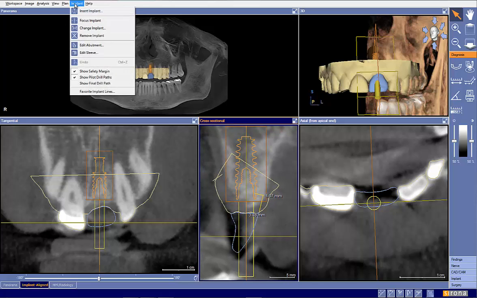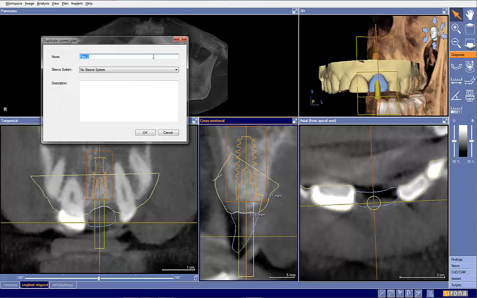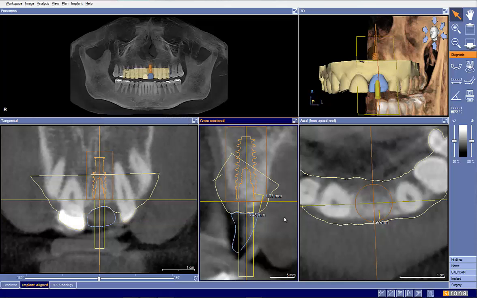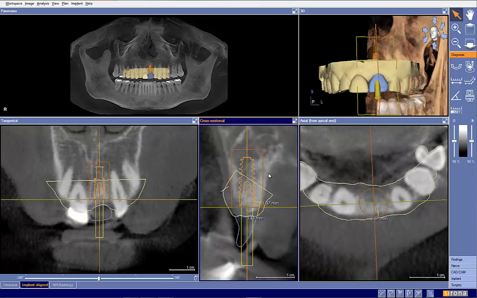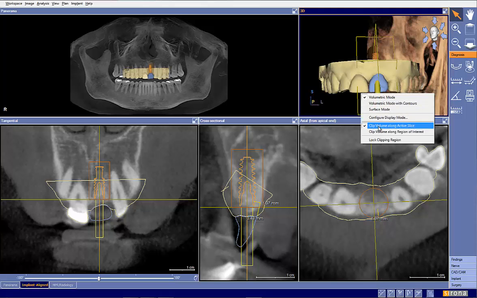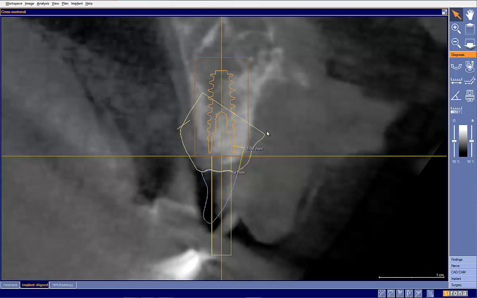To get us started, I would like to duplicate our plan under my name. That way I can have the original plan there and I can have my plan there and I can make changes as I see fit. So what I want to start with here is let's take a look at what we're doing. Now, we're following the 3x2 rule, which is that our implant should be 3 millimeters apical to the intended gingival margin and 2 millimeters palatal to the bone. So this will give us the ideal scenario.